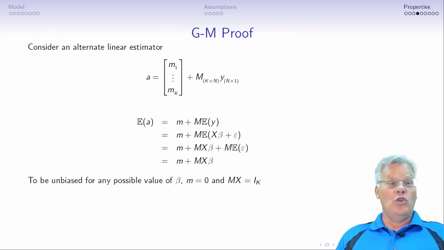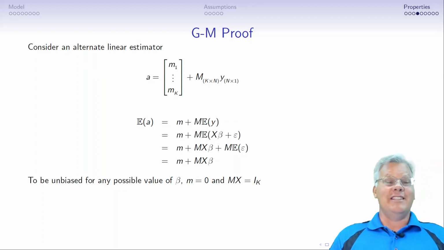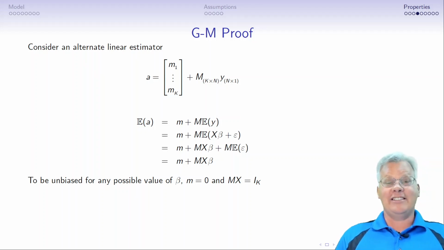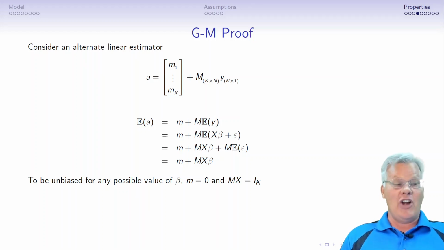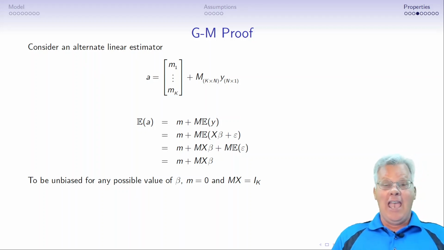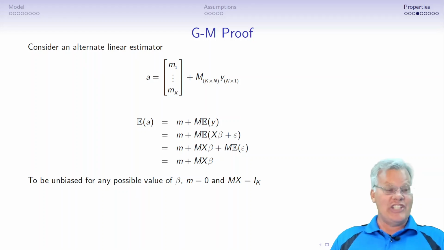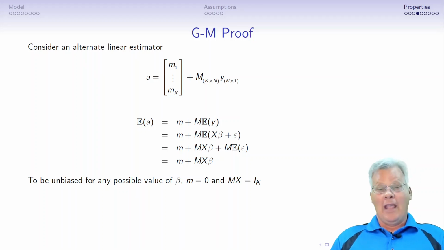Okay? So, to prove it, we will consider an alternate linear estimator. So a linear estimator is some linear transformation of the y's. So consider an alternate linear estimator A, and A has some intercepts, right? Some constant values, lowercase m, and then it has this set of weights, uppercase M, and those are weights that we apply to the values y.